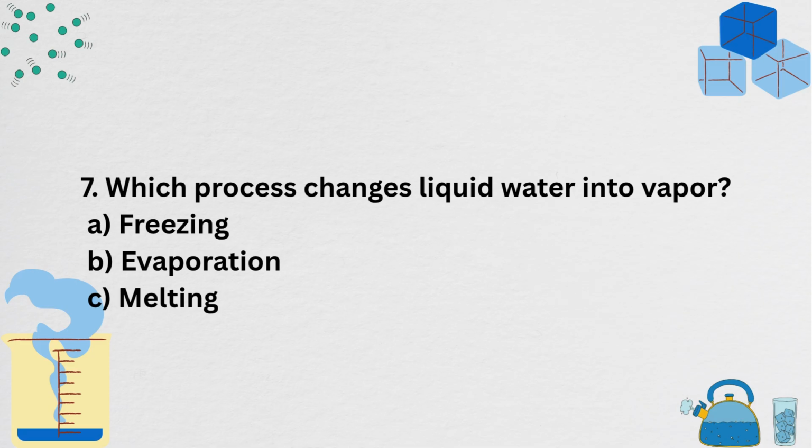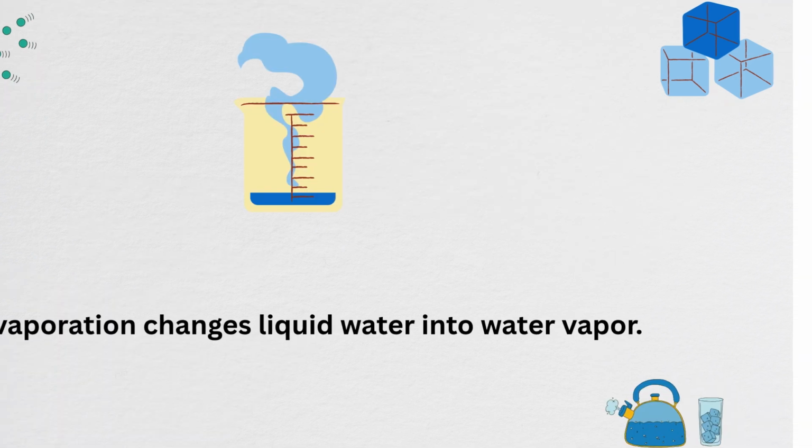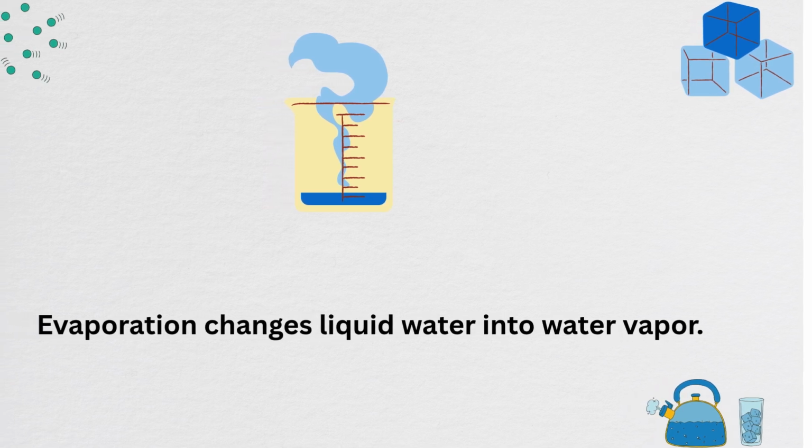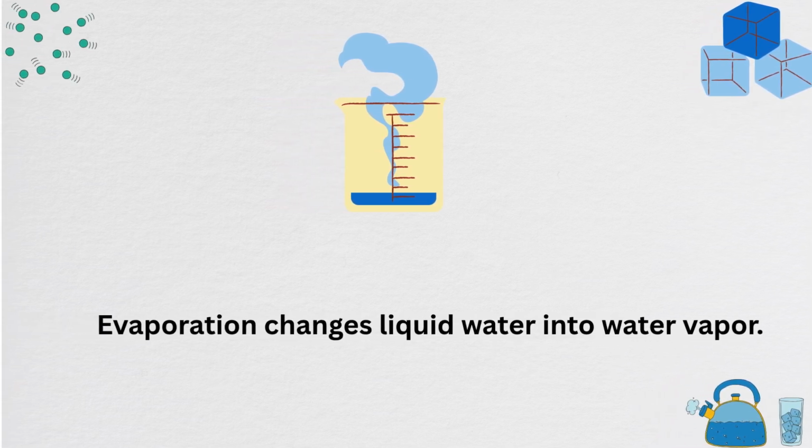Which process changes liquid water into vapor? Freezing, evaporation, melting. Evaporation changes liquid water into water vapor.